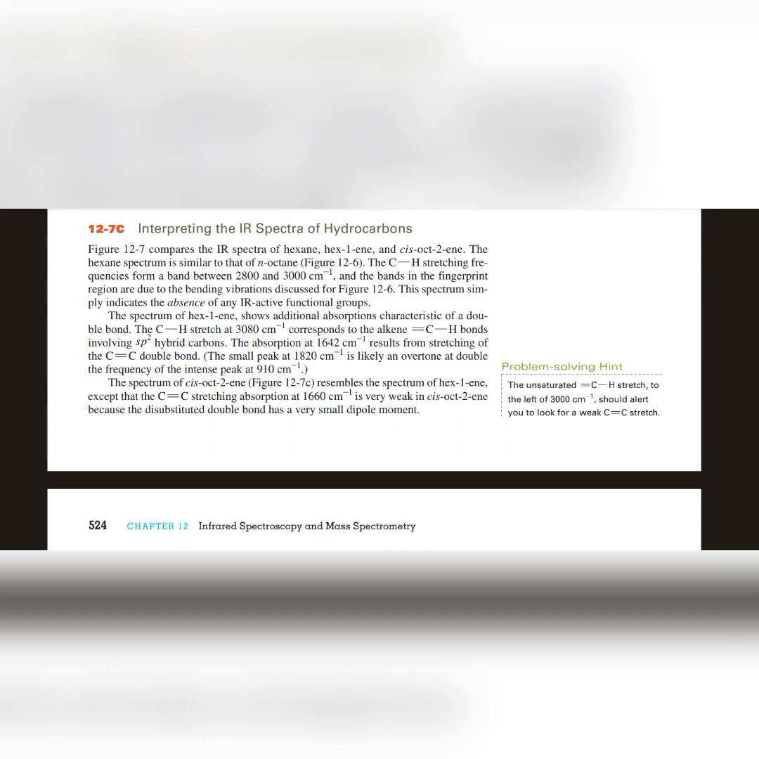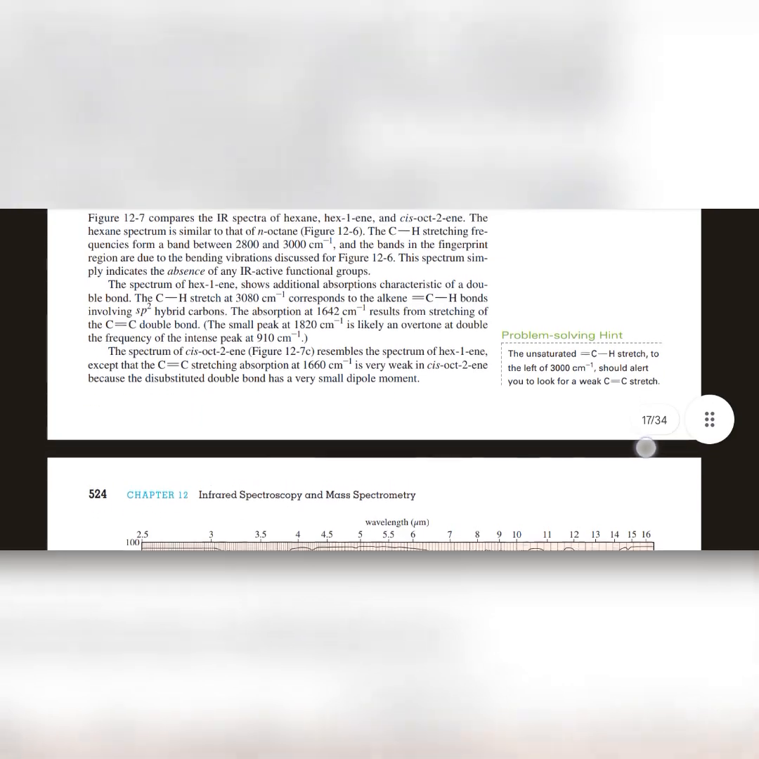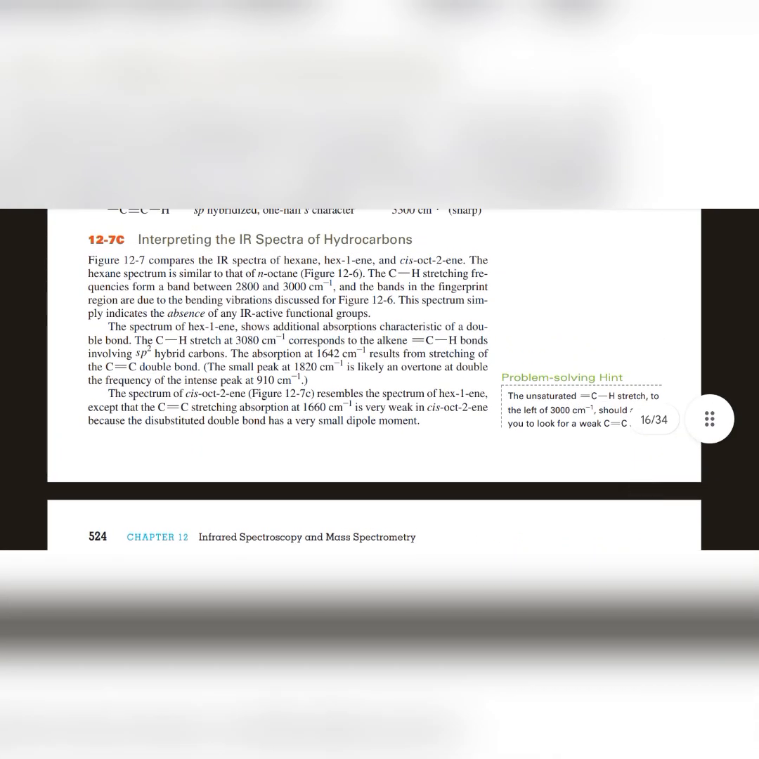The spectrum of hex-1-ene shows additional absorptions characteristic of a double bond. Thus, the carbon-hydrogen stretch at 3080 cm inverse corresponds to the alkene CH bond involving sp2 hybrid carbon. The absorption at 1642 cm inverse results from stretching of the carbon double bond. The spectrum of cis-octene: its double bond has a very small dipole moment.